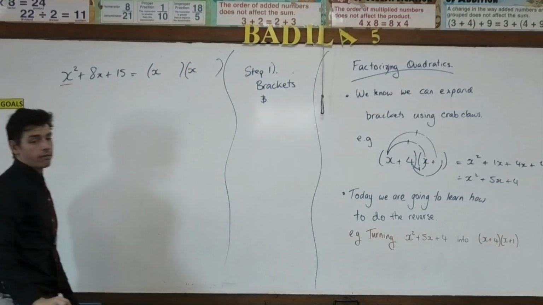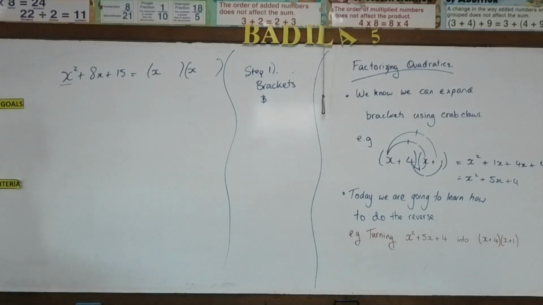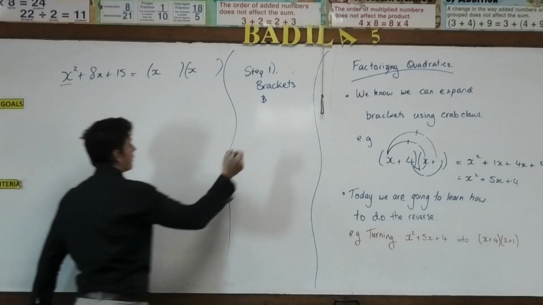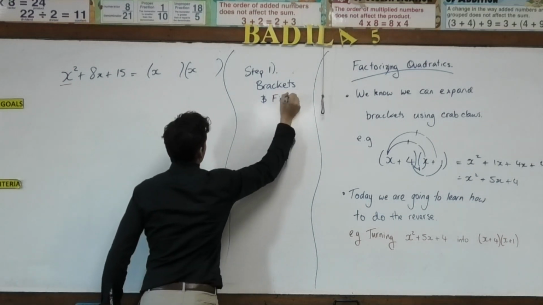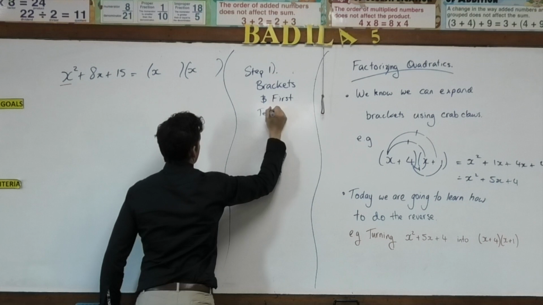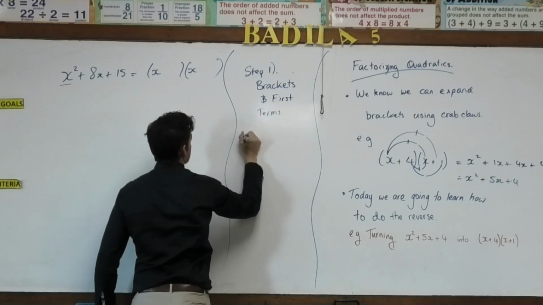I know that my first two terms are going to be x, don't I? How do I know that? x squared. That's the only way I'm going to get x squared, isn't it? Is having x times x. Does that make sense? So brackets and first terms. That's my first step.